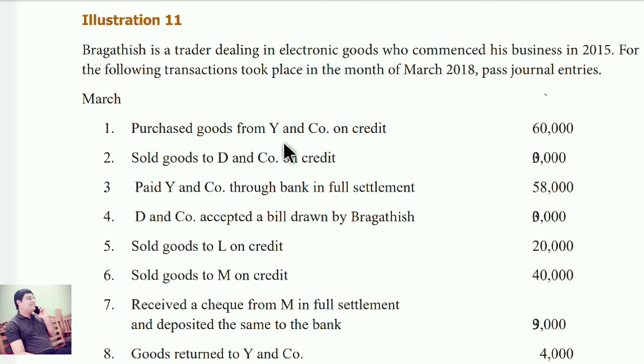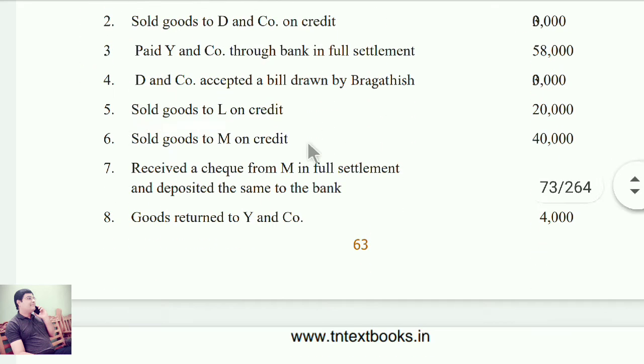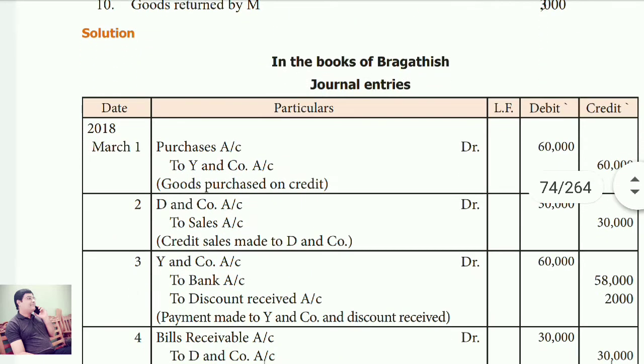Or simply you can remember the shortcut method. Whenever it is a credit purchase, then the name will be credited. So purchase account debit to Y&N Company. Now see the answer below.